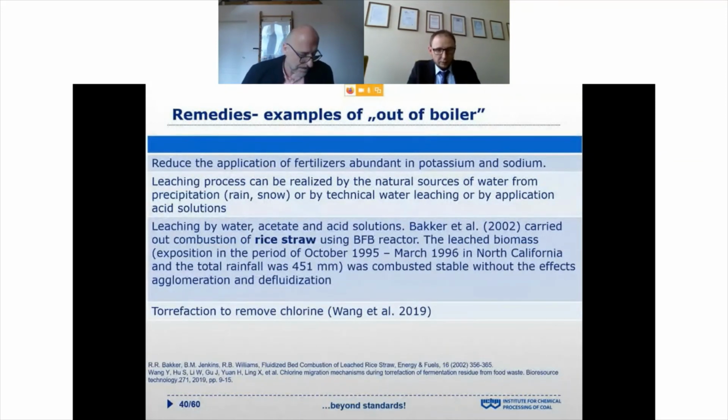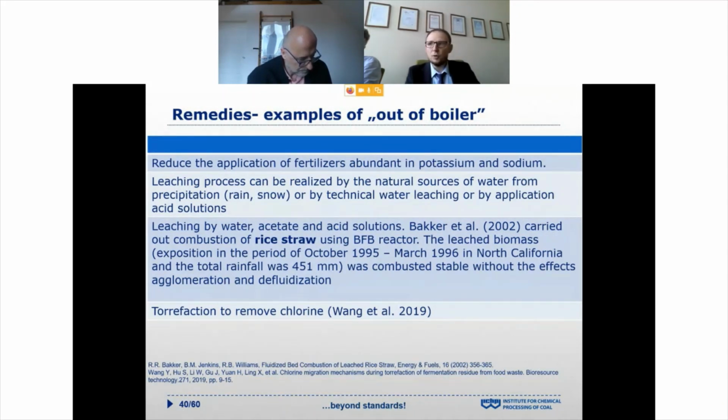And here are other examples from the literature of out-of-boiler remedies, especially for rice straw, because we found quite good results. One scientific group tried to check the effect of leaching biomass. It was very simple: exposition of the biomass from October to March. They even checked the rainfall in millimeters, and after that they checked the effect on agglomeration. So during combustion of the treated biomass, they can combust this material stably without any effect of agglomeration. However, it is only one important point. We will talk about that in the next webinar.